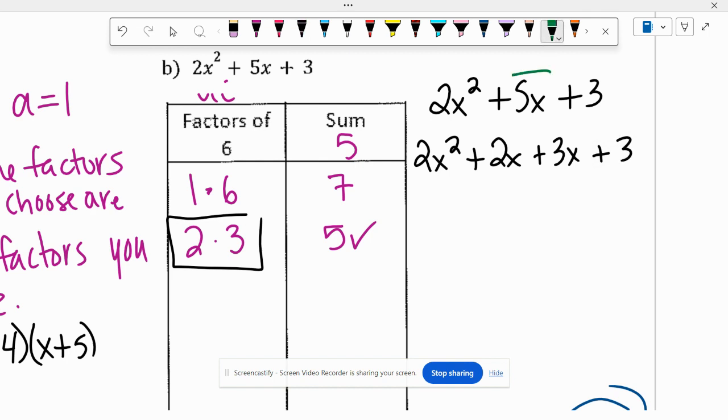So all I did was replace this positive 5x with what? Yeah, I just replaced it with the two factors that we chose. Isn't 2x plus 3x equal to 5x? So all I did was just change the way that I wrote the problem. Because if I were to go back and combine like terms, I'd still get the 5x. Why do I need 4 terms? So I can factor by grouping.